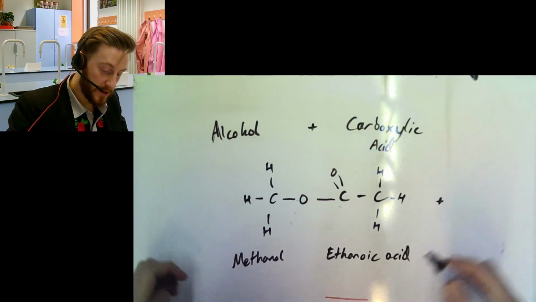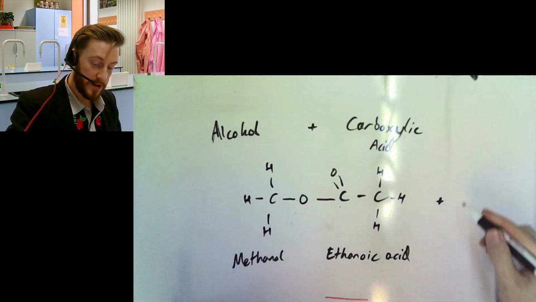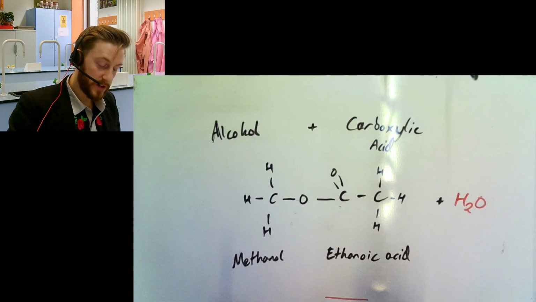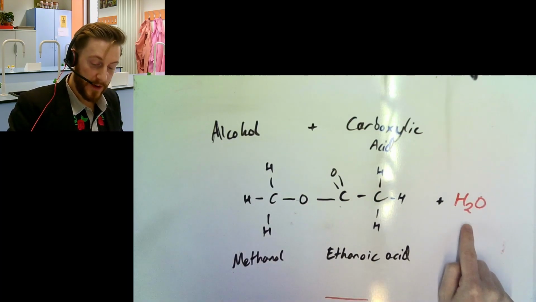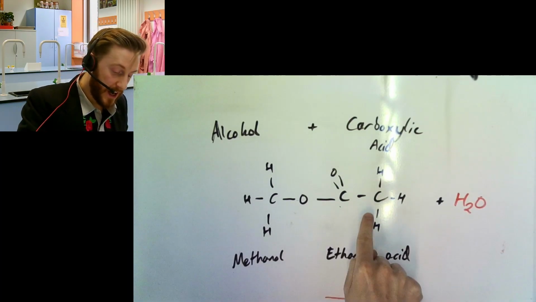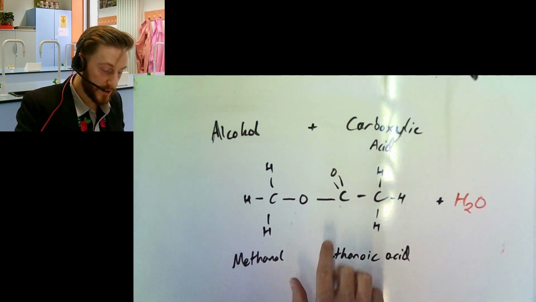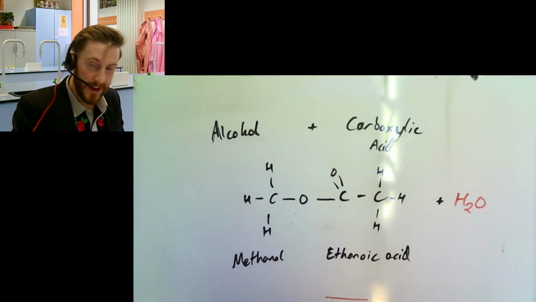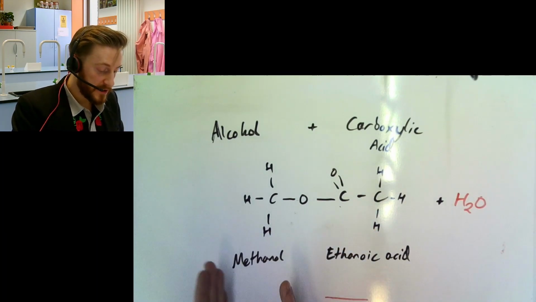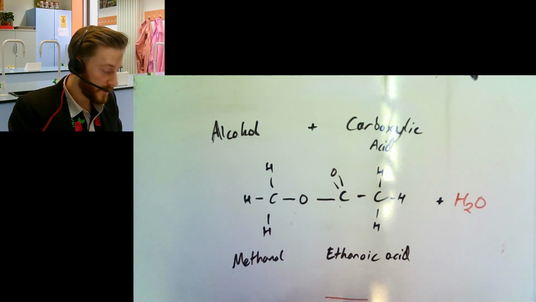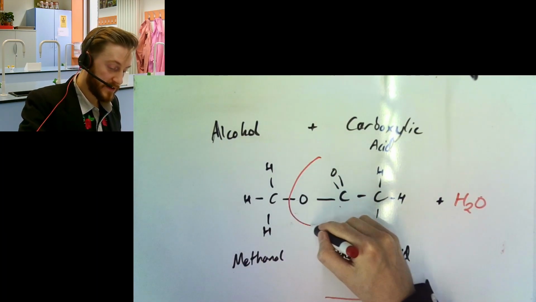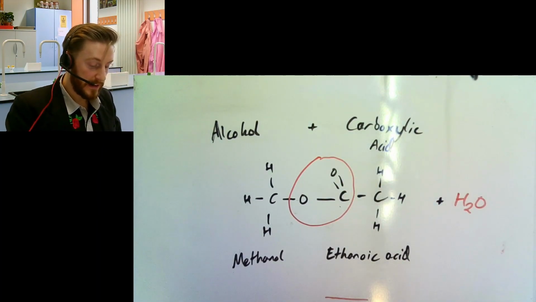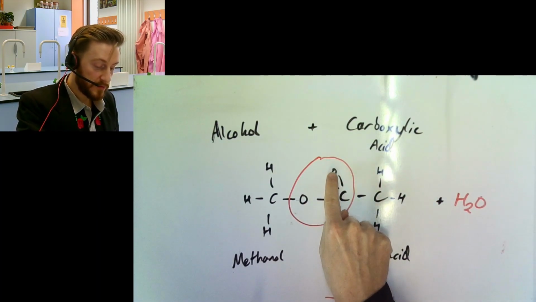Of course, I've got my other product formed as well, the H2O that came off. So I form my H2O as my side product, and I've condensed methanol and ethanoic acid into one ester. And the name of this ester is going to be based on these two parts. This is my ester link, the thing that links it all together, an O to a C double bond O.